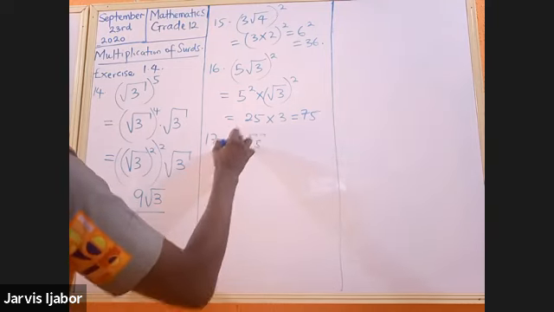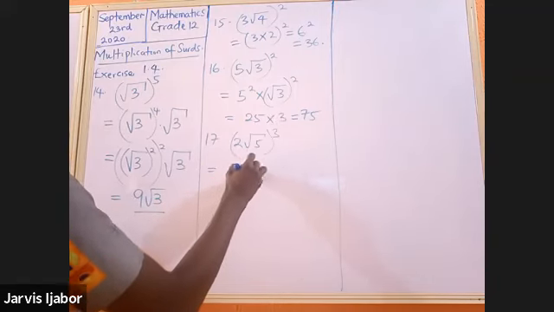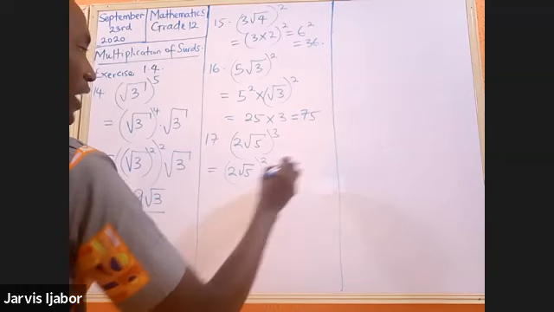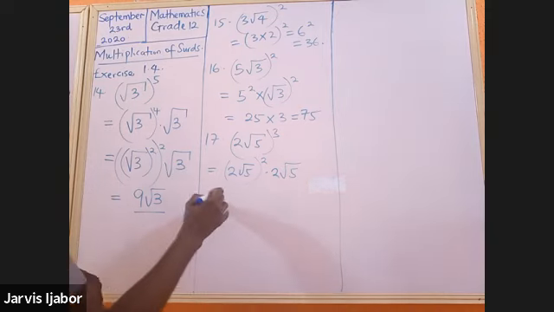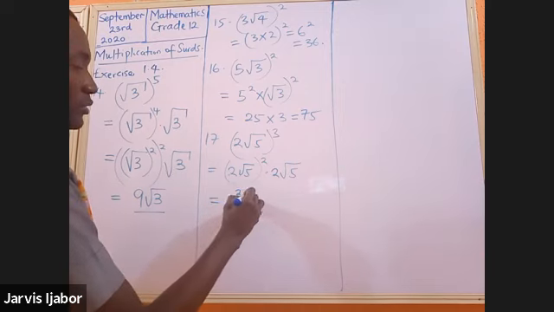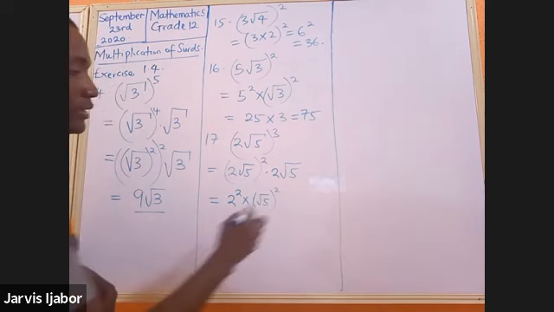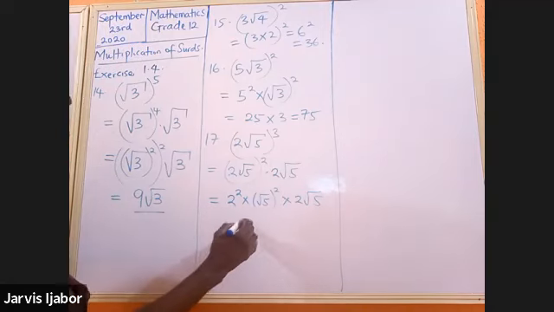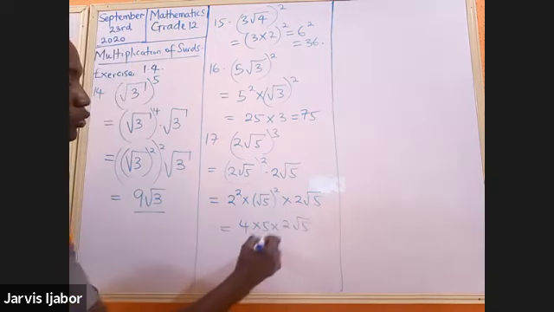Question 17: 2 root 5, all raised to the power of 3. Remember that I said this will not be 2 root 5 all raised to the power of 2 times what? 2 root 5. I see that. So this one will be treated as what? 2 raised to the power of 2 times root 5 squared times what? 2 root 5. This will be 4 times 5 times 2 root 5, which will now be equal to what?